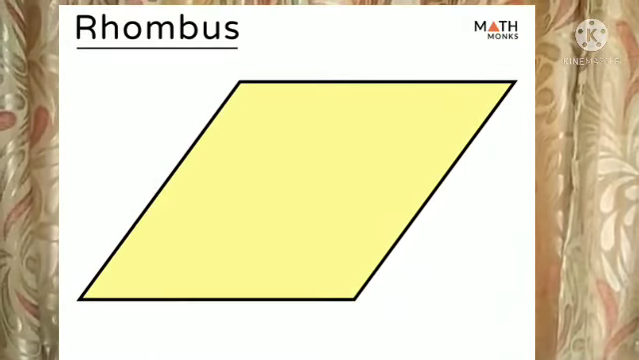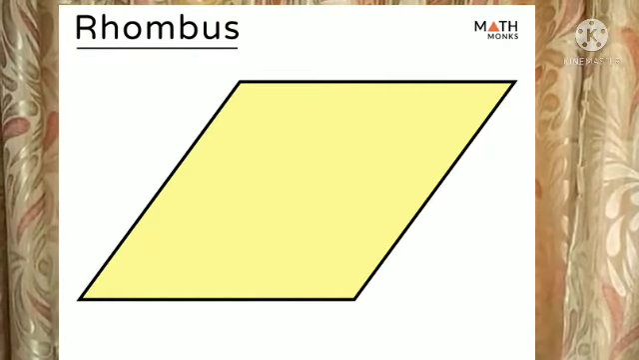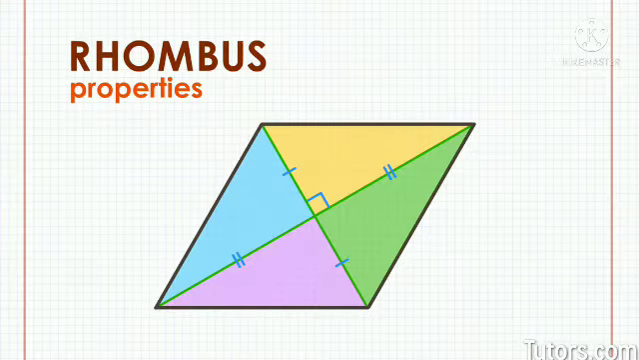What was our last topic? That means the properties of parallelograms. Here we will discuss some special parallelograms, the first one being the rhombus. What do you mean by rhombus? In a rhombus, all the sides are equal. A rhombus is a parallelogram having all sides equal.